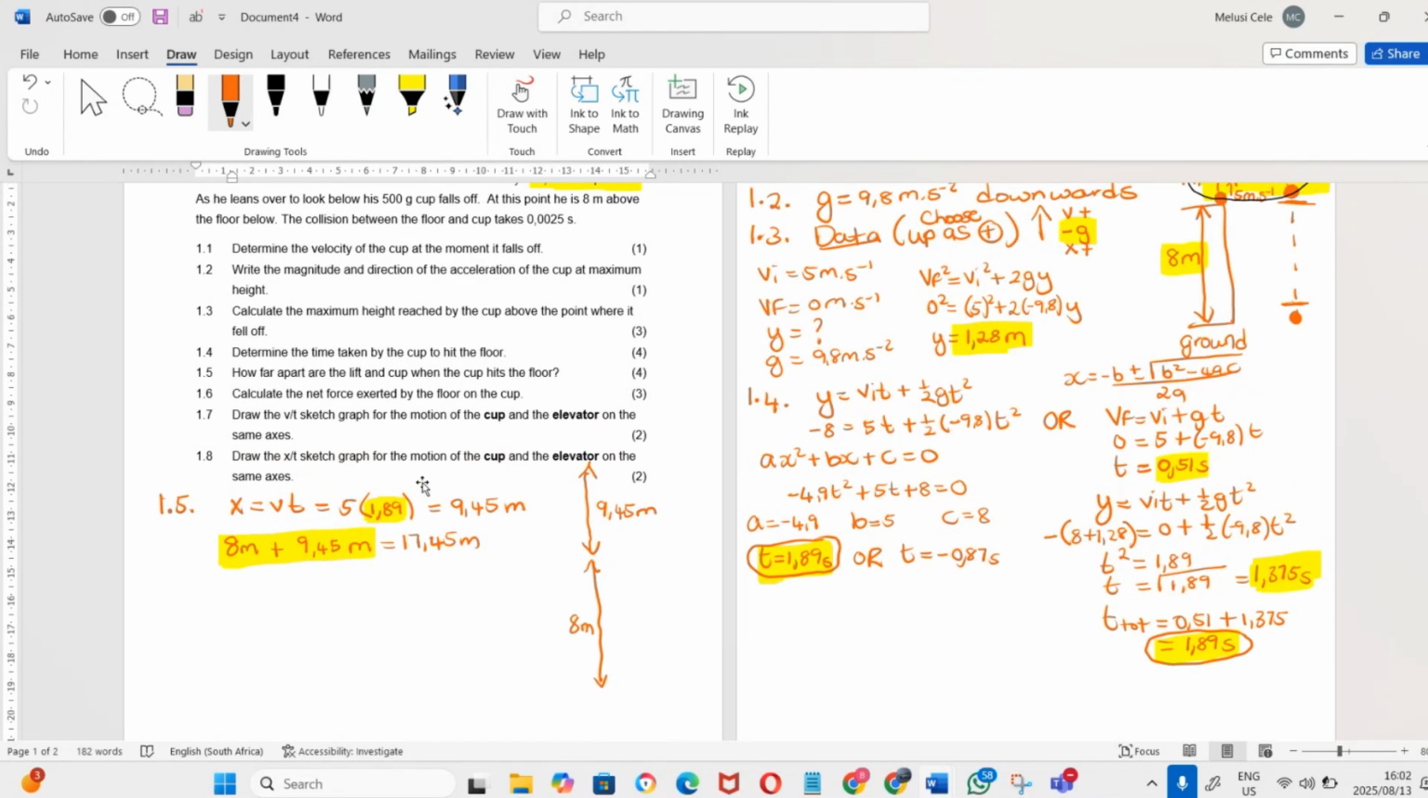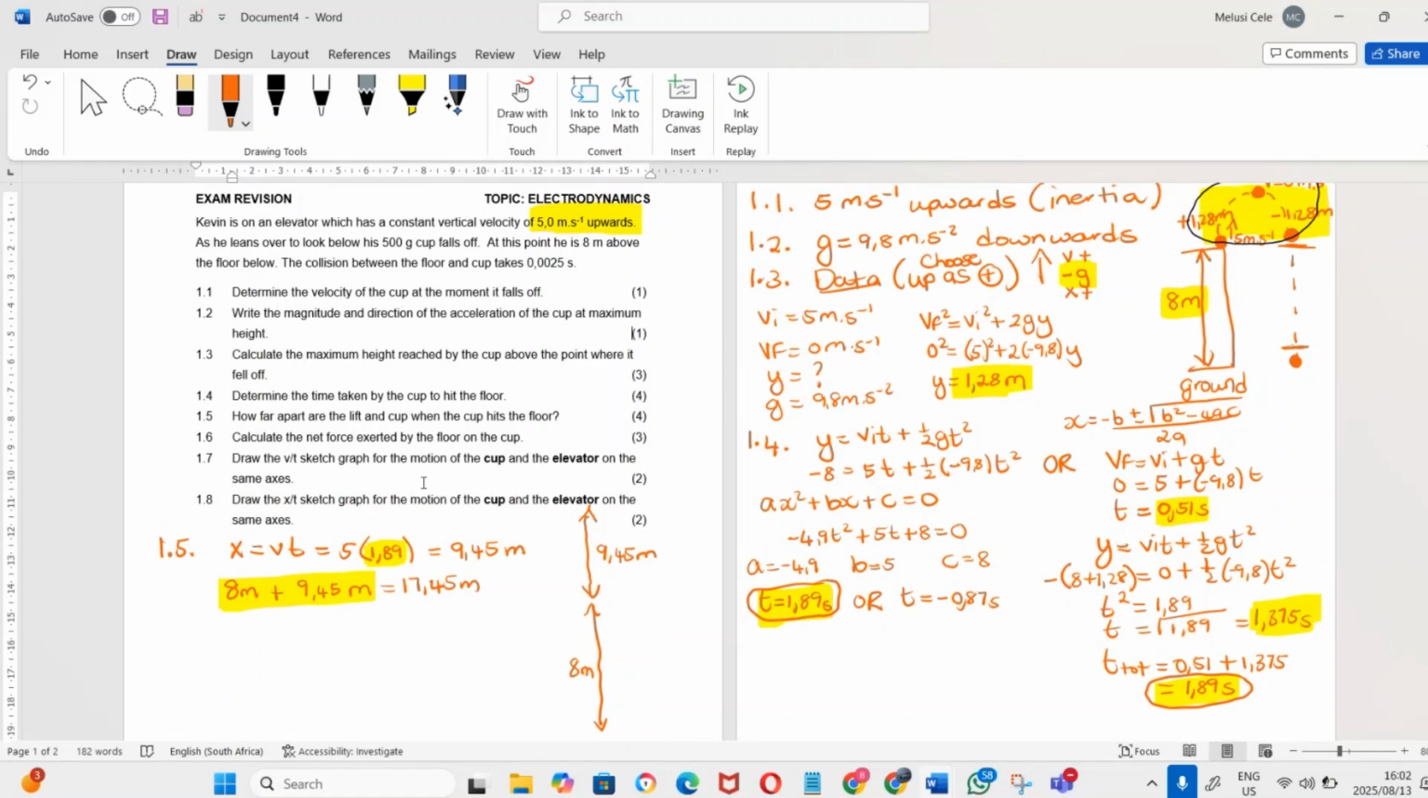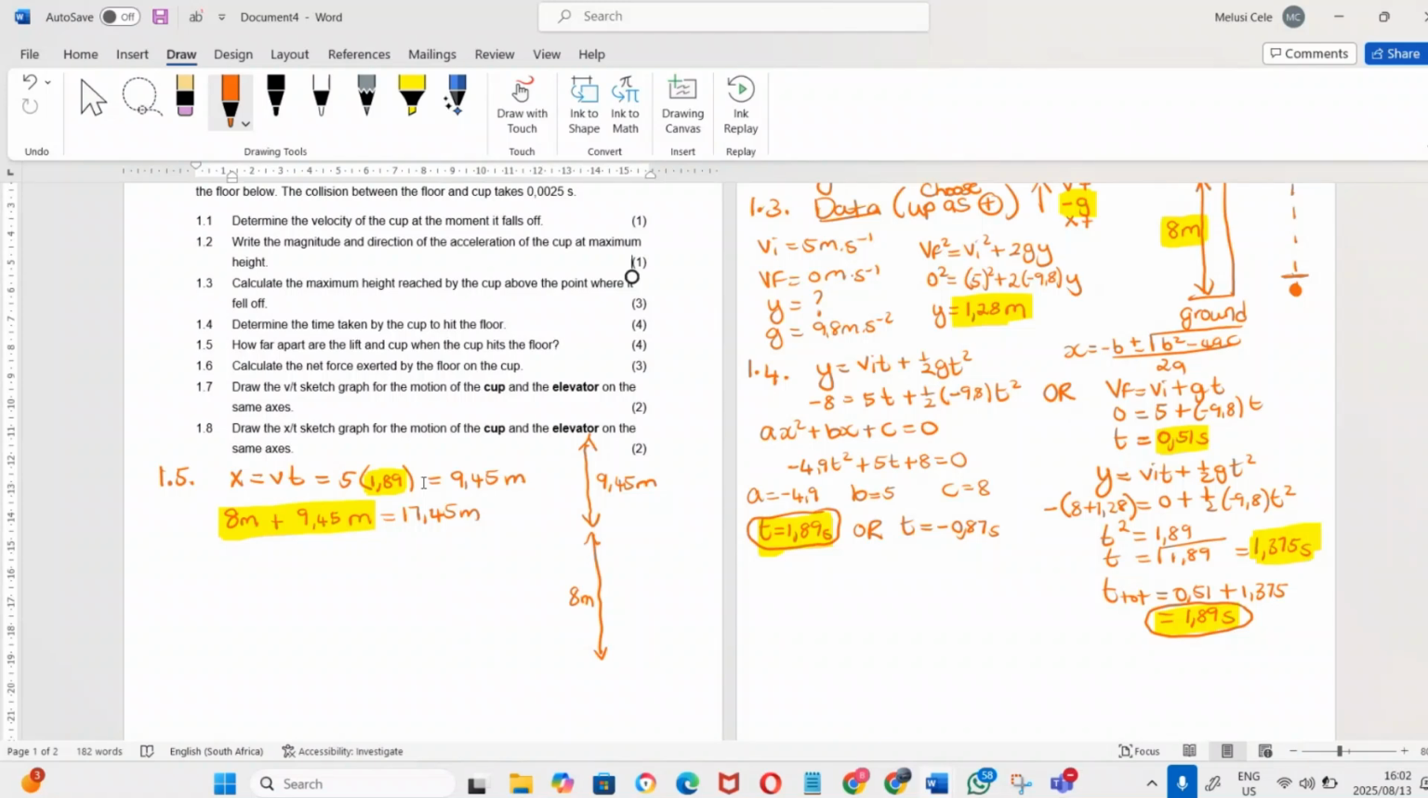Remember, we know that the collision between the cup and the floor lasts 0.0025 seconds, and we know that the cup comes to rest. So what we need to do there, 1.6, is to say F net is equal to obviously m a, and that F net is equal to m change in velocity over time, and that is equal to m (v final minus v initial) over time.